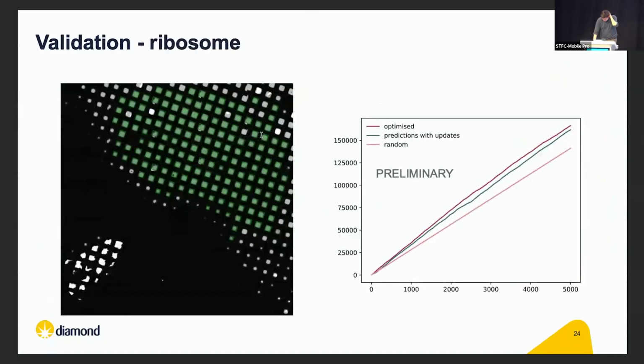So these are a ribosome, an apoferritin, and a beta-gal data set. The green squares on here are squares that were collected, and every hole in each of those squares was collected. So the plot, these are the lines I was talking about.